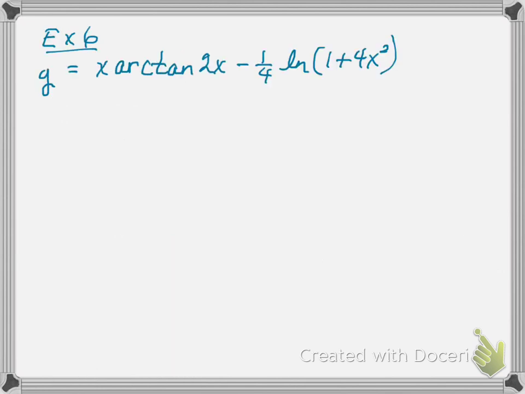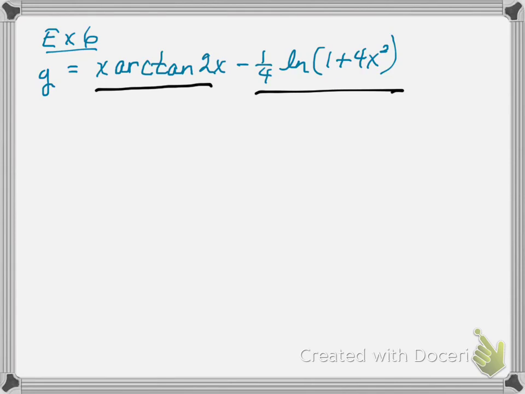Alright, example 6. Example 6 has two terms in it. The first term is going to require a product rule because you have two things multiplied together and they both have an x in them. This one's the derivative of an ln, which I have a formula for, but I'm going to have to use a chain rule and multiply times the derivative of this. My 1/4 will just kind of stick along for the ride.